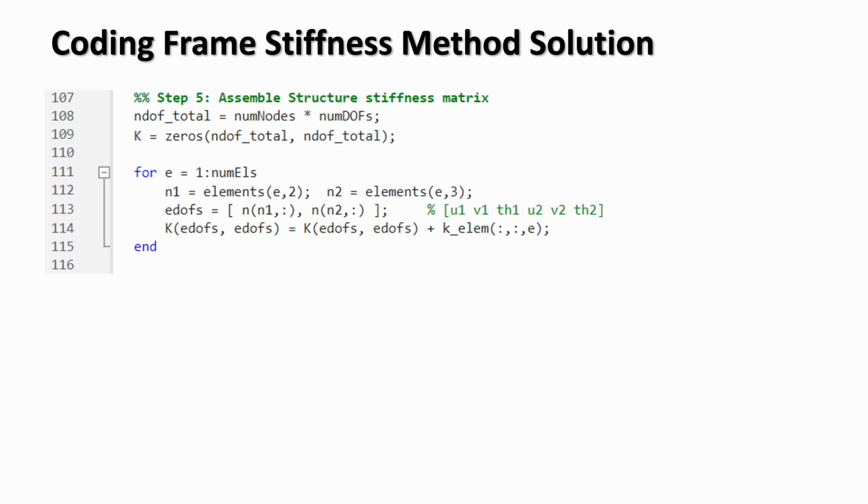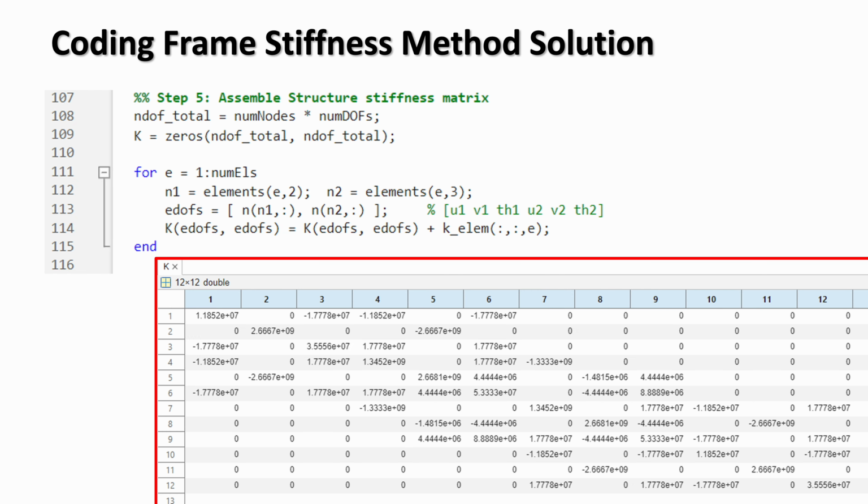In this step, we assemble the global stiffness matrix K for the entire structure. Each element's stiffness matrix is added in the correct positions of K according to its connected degrees of freedom. This process combines the contributions from all members into one complete structural model. And here is the full global stiffness matrix, so we can verify that the assembly has been carried out correctly.